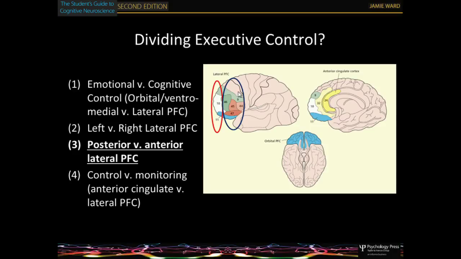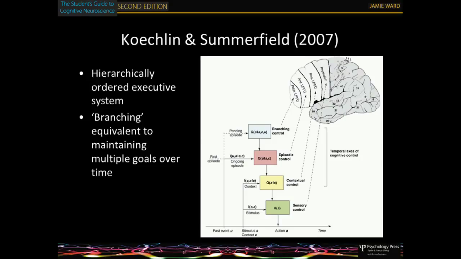What about the front and the back? So posterior to anterior. Here, at the back of the frontal lobe, you've got your motor cortex. So are there differences going from front to back in the brain? Well, the evidence seems to be yes. You've effectively got, in various systems, an increase in complexity between them.